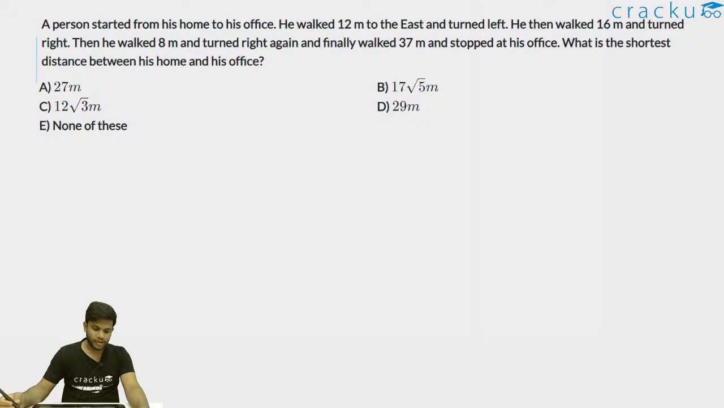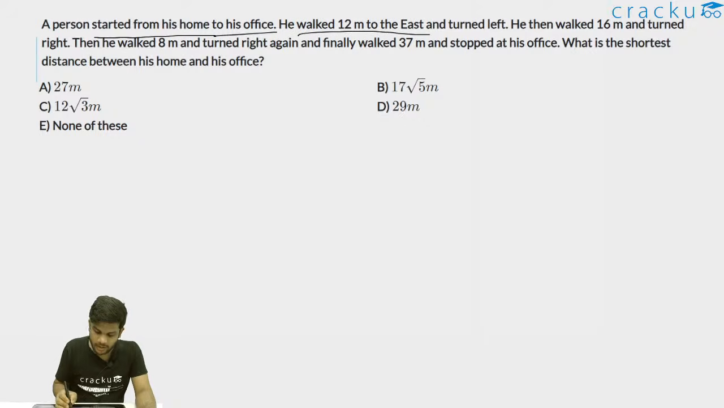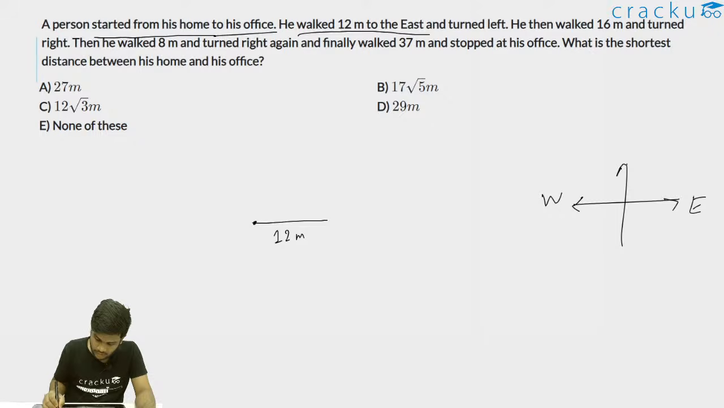Okay, so in this question it is given that a person started from his home to his office. He walked 12 meters to the east. So let's say this is the starting point of the person. He walked 12 meters to the east. I will draw it here. This is east, this is west, this is north, and this is south.